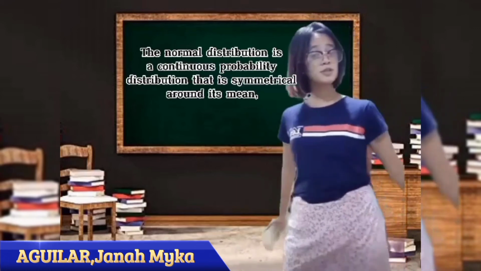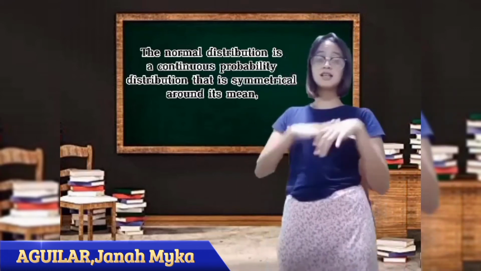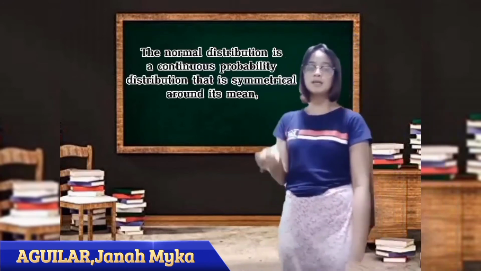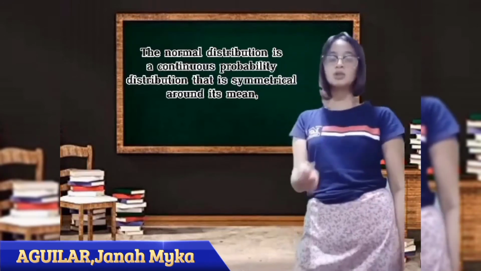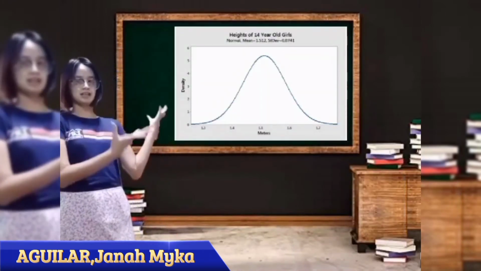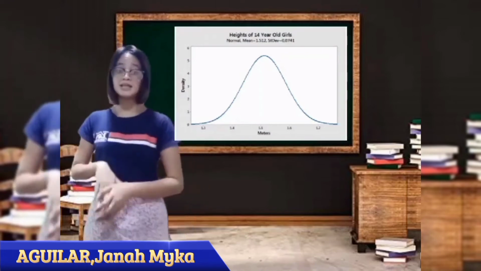Most of the observations cluster around the central peak, and the probabilities for values further away from the mean taper off equally in both directions. I have here an example of normally distributed data: height. So, height data are normally distributed.